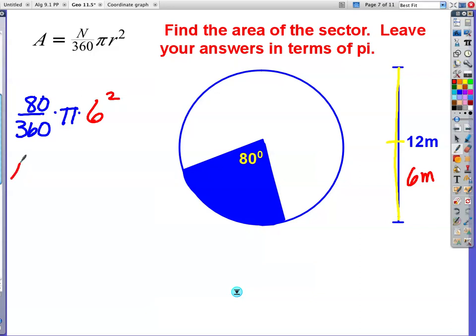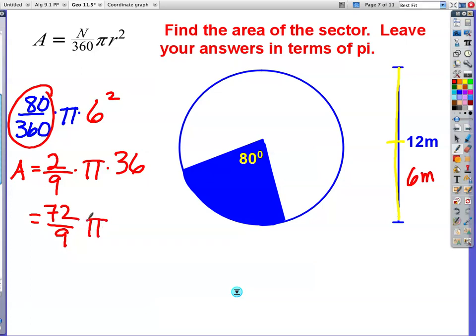All right. This right here, 80 over 360, divides by 40, so I would have 2/9. Okay, I still have the pi, and I still have 36. I'm going to reduce that down a little bit, and I'll let you do it one of two ways. 2 times 36 is 72 over 9 pi. Oh wait, 72 divided by 9 evenly, so that would be 8 pi. Okay, and that should technically be meters squared.